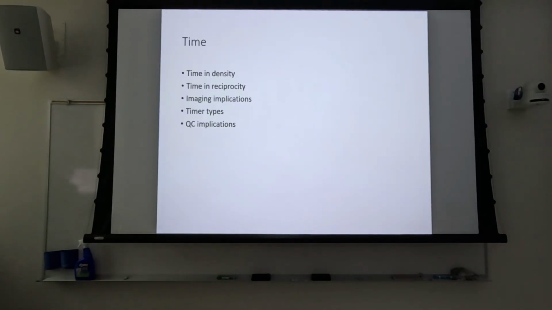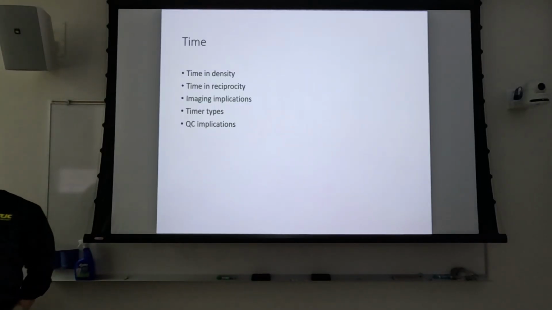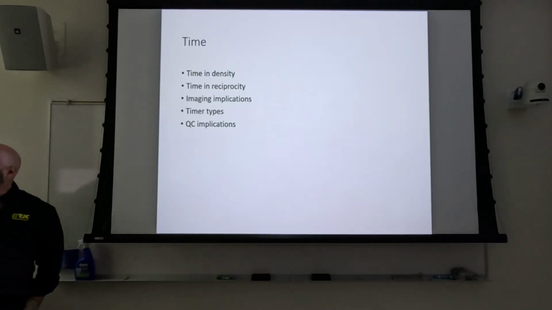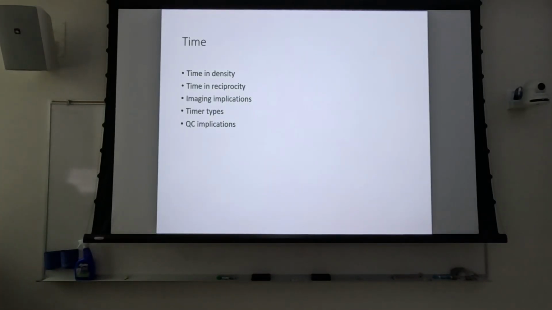All right, so time in density or exposure is half a mass. Time in reciprocity: as we increase kVp or increase mA, decrease time, we arrive at the same mAs. So, imaging implications: do we want to limit motion? Do we want a breathing technique? What is it we're looking for? Timer types.